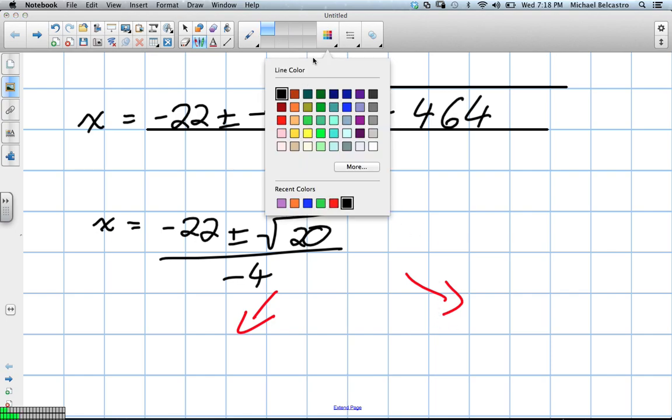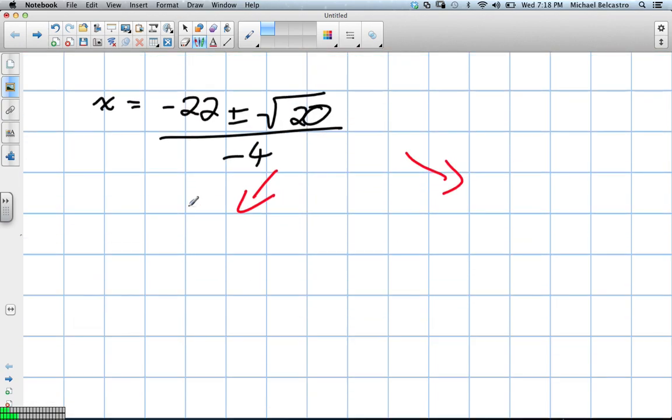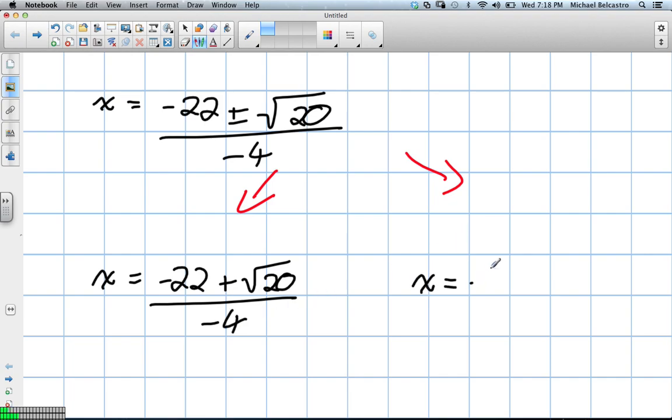Okay, so our two answers in this question are going to be either option. So we're going to get x is equal to negative 22 plus the root of 20 divided by negative 4, and x is also equal to negative 22 minus the root of 20 divided by negative 4. We're going to find actual values. Some of your teachers might want you to keep these things in radical form, stuff like that. But we're going to find these actual values.